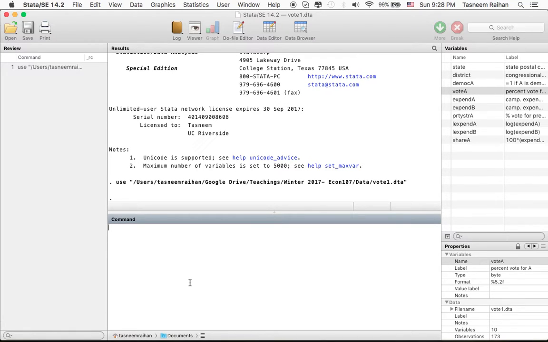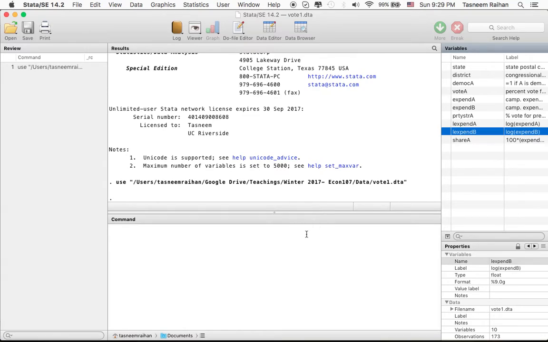For example, if you want to generate a variable through logarithmic transformation, just write gen, then the name of the new variable, let's just say LXPA, then you take the log of, say, expenditure by A, expend A. So you're transforming this expenditure of A into log and saving all the values into a new variable called LXPA. So that's gen, which stands for generate. Hope you already know that, but we don't have to generate any new variables here since we already have them. So let's do the regression.